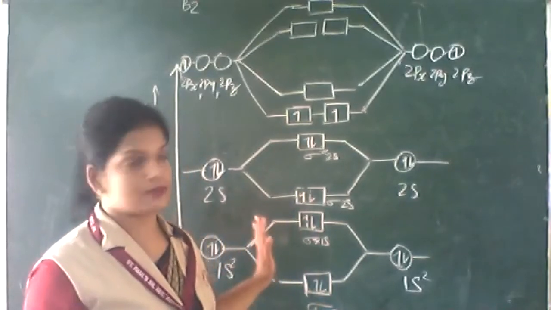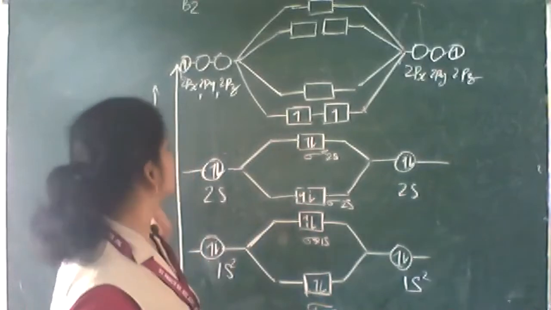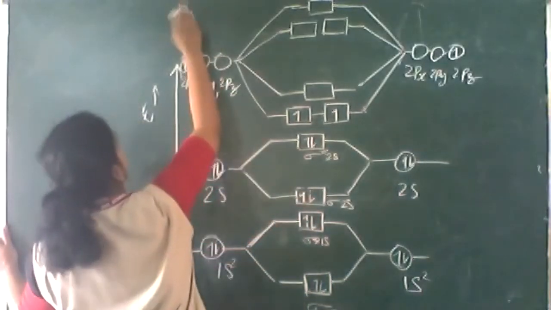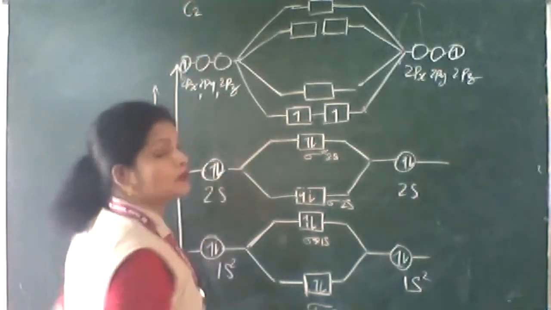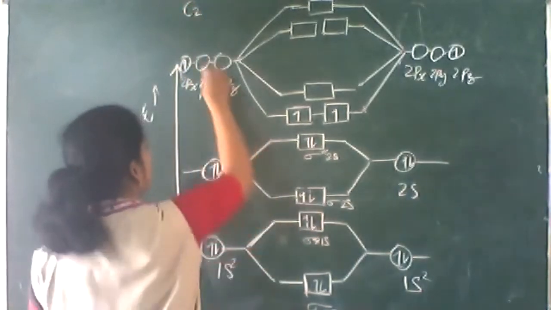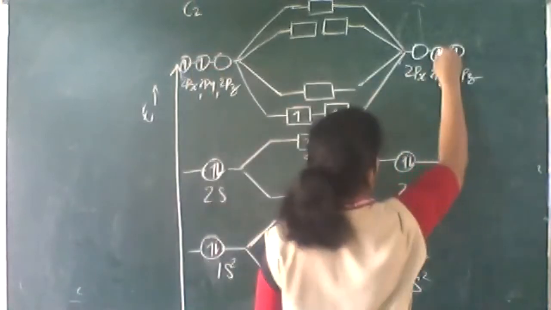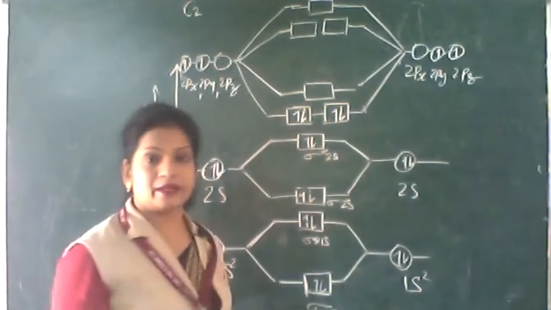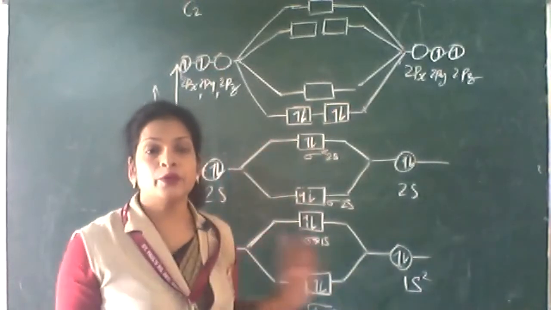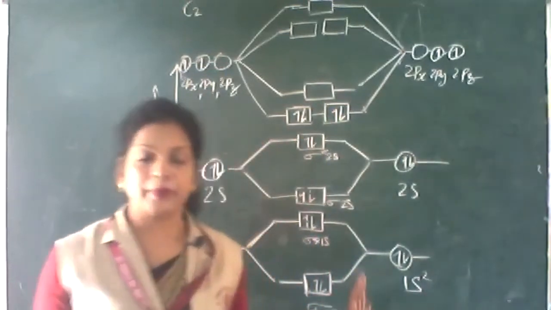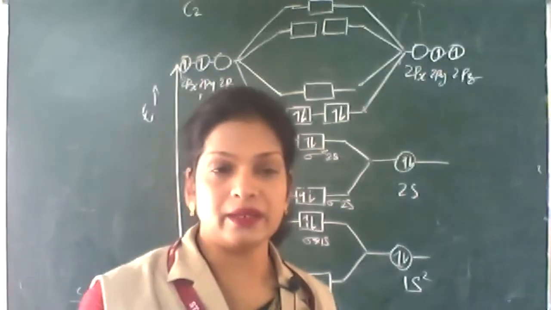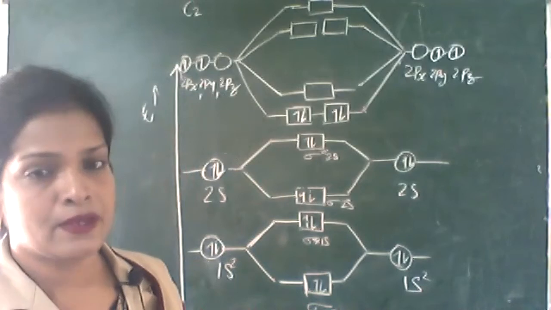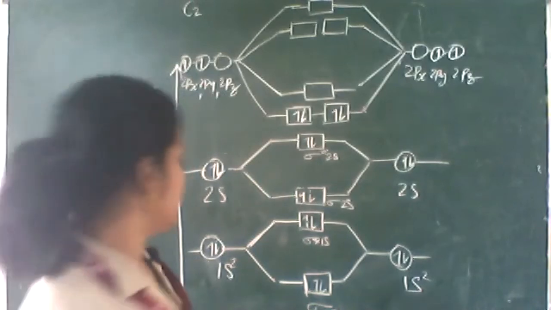B2 exists. Next, after boron, carbon, C2. So one more here, one more here. So these two will be coming and pairing. It is diamagnetic, no unpaired electrons. If there are unpaired electrons, it is paramagnetic. If there is no unpaired electron, it is diamagnetic. So that's about carbon C2.